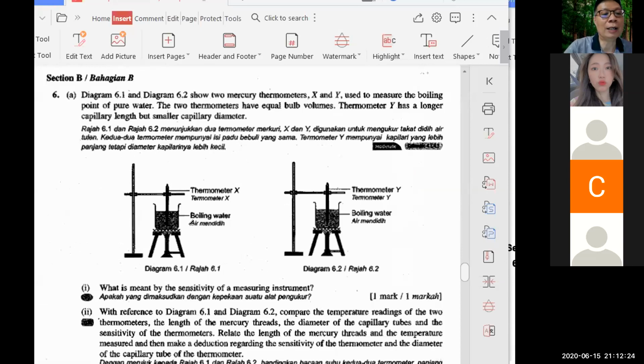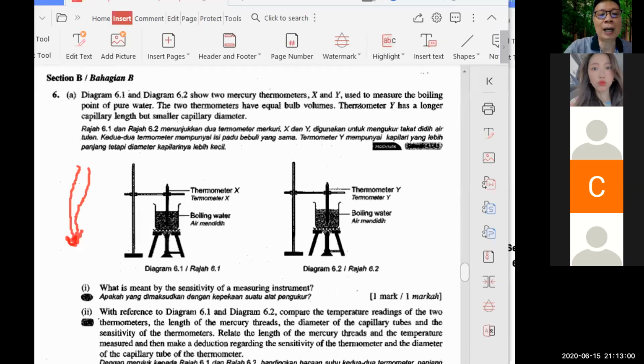Diagram 6.1, 6.2 show 2 mercury thermometers. Here is one thermometer, here is another one, used to measure the boiling points of pure water. Just used to measure boiling point. The 2 thermometers have equal bulb volume. The bulb is the place where you keep the mercury, at the bottom here. I cannot draw. The volume is the same.